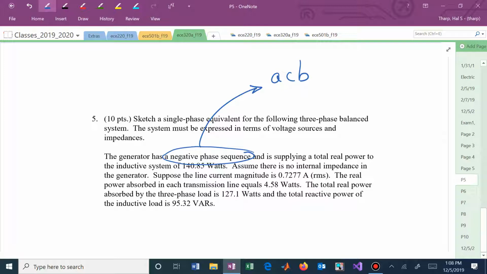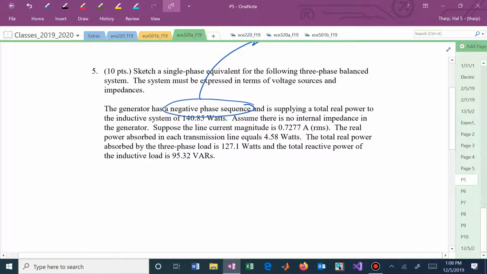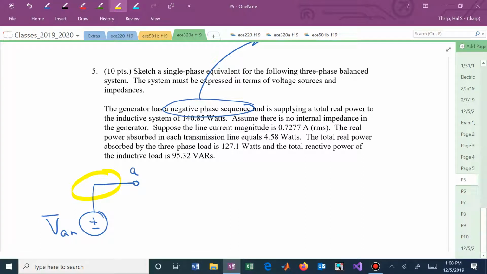They also are saying there's no internal impedance in the generator. And so you might be thinking, well, let me just start sketching this. I have this V sub little a little n as a phasor, and now they've told me there's no internal impedance to that, so I don't need to worry about some impedance there. That's zero. It's now just a wire. Assume there's no internal impedance in the generator.